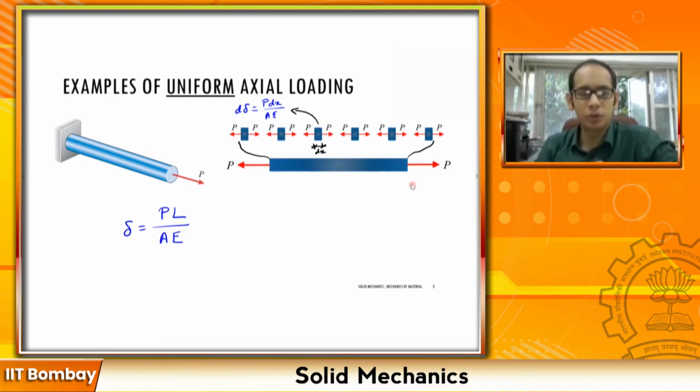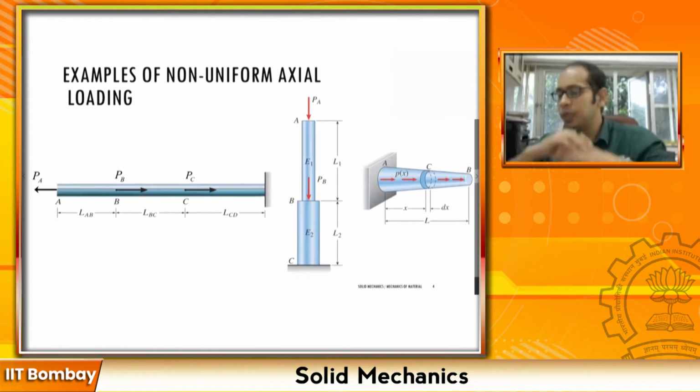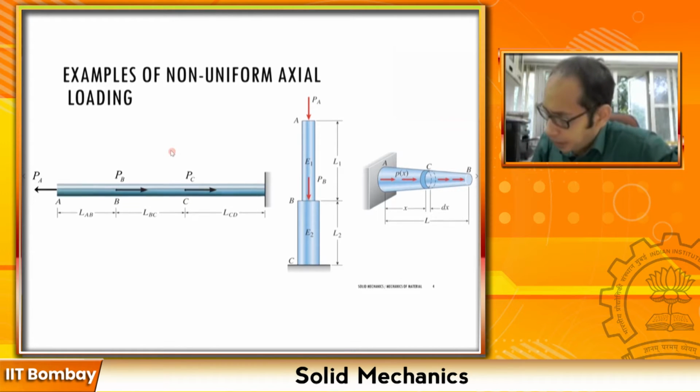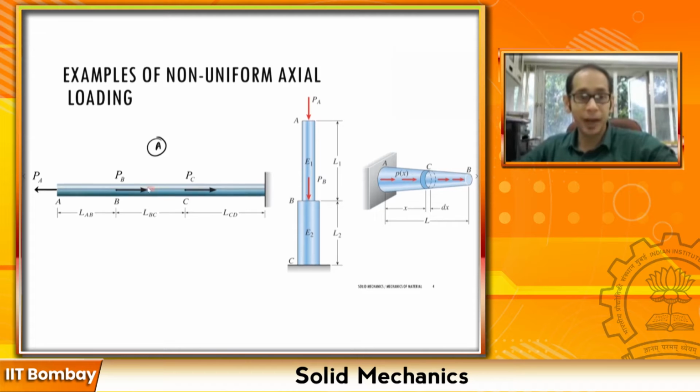Now let's move on to some examples of the non-uniform case, of the non-uniform load. These are some very typical examples. For example, the first figure, let me call it figure A. Along the axis you have loads which vary at different sections. Instead of just having a P at the very end, you have a PB over here, PC over here, and a fixed support which is also transmitting some axial load to keep this entire bar in equilibrium under these different forces, right?